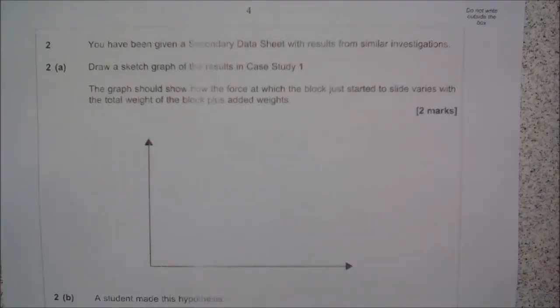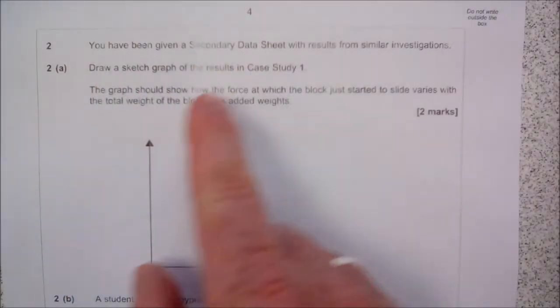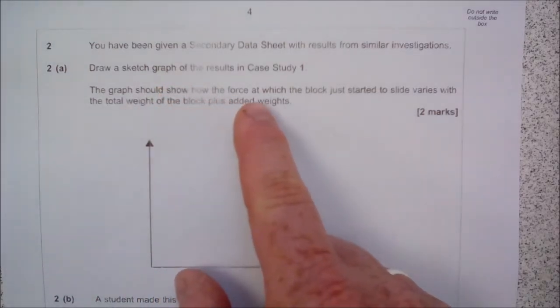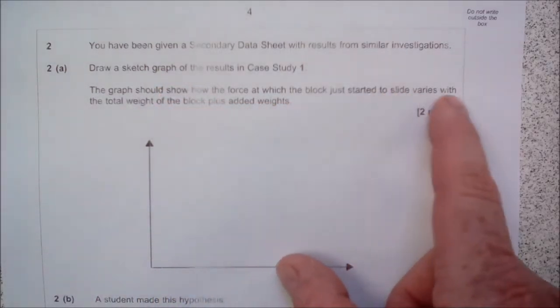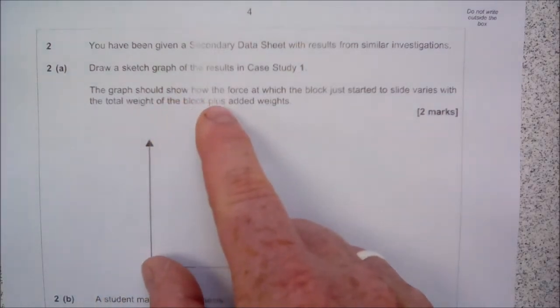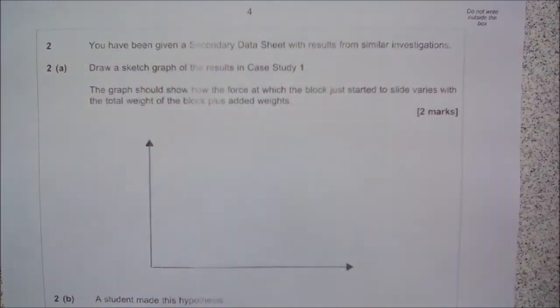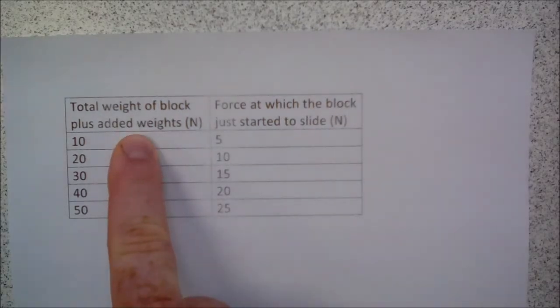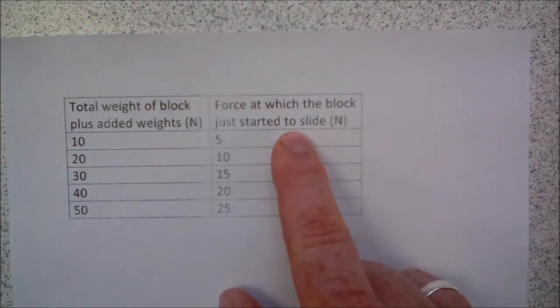So here's an example from a very old ISA paper. It says you've been given a secondary data sheet, draw a sketch graph. The graph should show how the force at which the block just started to slide varies with the total weight of the block plus added weights. And here is the data that we were provided with. So we can see we've got one column here, total weight of block plus added weights, and one column here, force at which the block just started to slide.